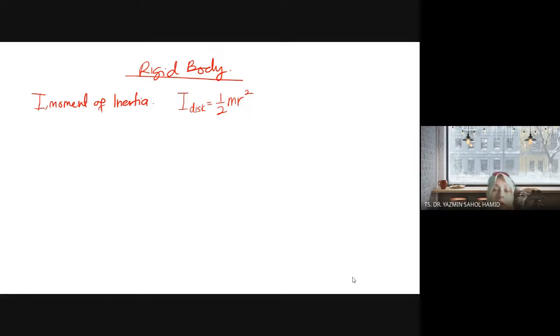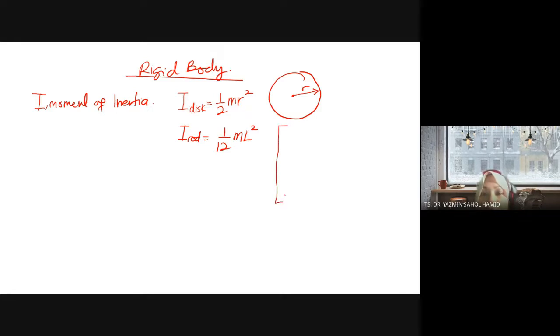Okay, so we have a number of types, which is I disk, and we also have I rod. If we're talking about I disk, M is the mass and R is the radius. And then we also have I rod. I rod is 1 over 12 ml squared. So let's say you have a rod, the length of the rod is like this. So this will be the L.